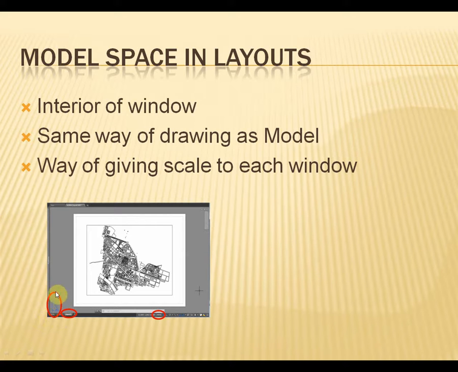So when you go into the paper space, you have different signals that you can use for identifying that you are in this workspace. First, you have the symbol of coordinates, this triangle, and you have the tab with the label layout X, and in the status bar you have the word paper.